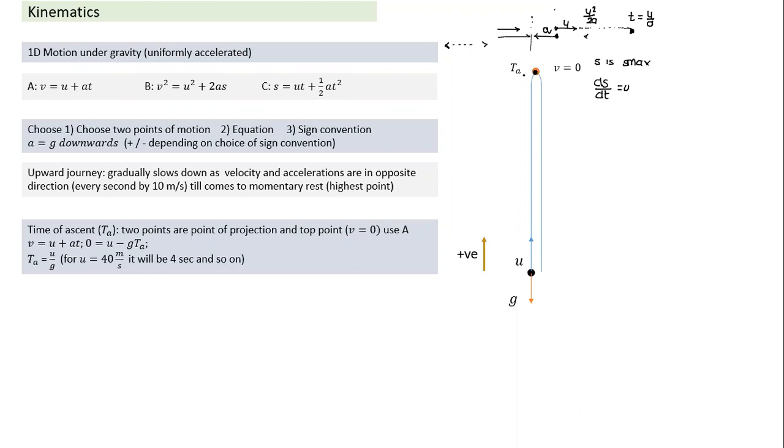Velocity u and v are known. Time is relevant here. We have to use the first equation, v is equal to u plus at, and arrive at the expression u by g. Just to understand here, some of you can easily see this. If speed of projection is 30, it will take 3 seconds. If speed of projection is 40, it will take 4 seconds. If the speed of projection is 55 meters per second, it will take 5.5 seconds. So every second it is reducing by 10.